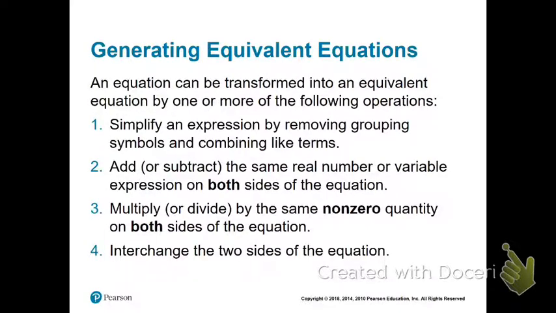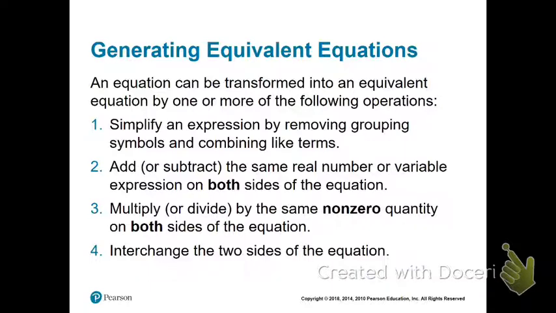All right, so to generate equivalent equations, it says an equation can be transformed into an equivalent equation by one or more of the following operations. Simplify an expression by removing grouping symbols and combine like terms. So get rid of the parentheses and then combine like terms is what it's saying.